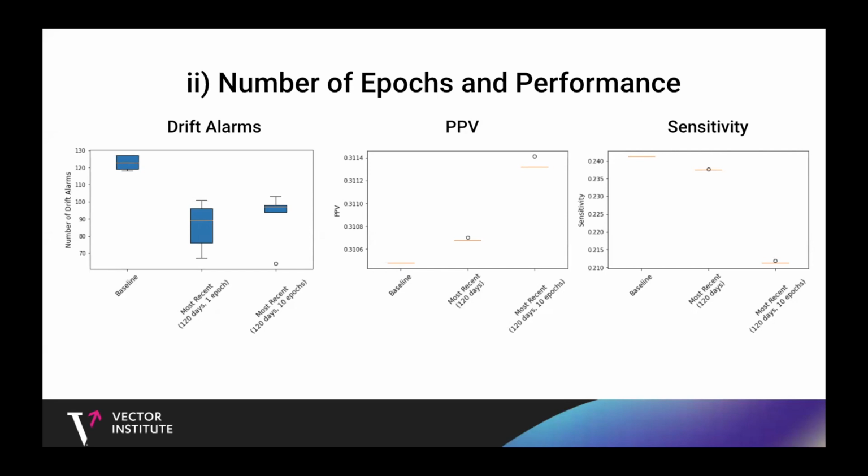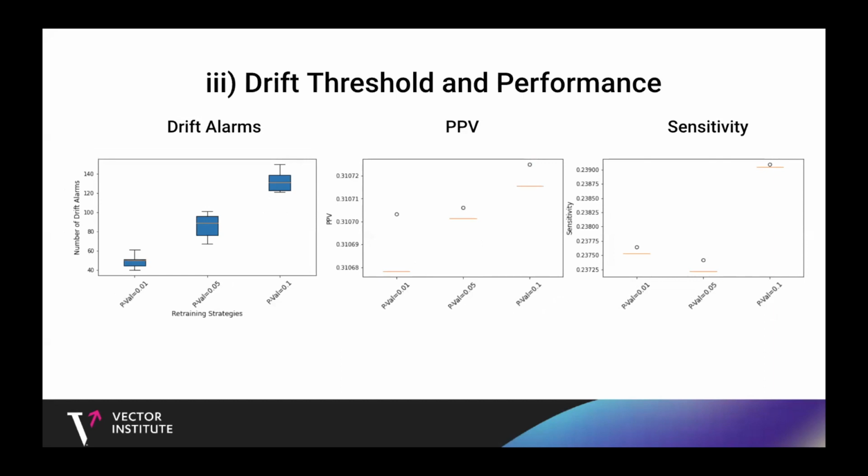The number of epochs is associated with a higher positive predictive value, but lower sensitivity. And we found that with a higher drift threshold, there's a higher positive predictive value, but lower sensitivity. So it is really about balancing that trade-off.